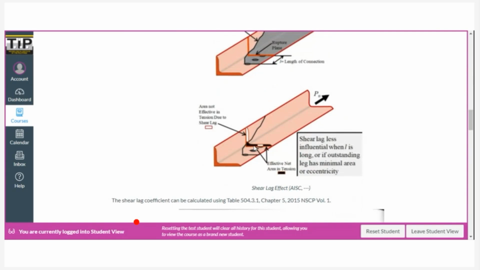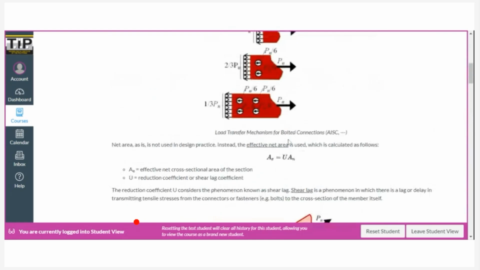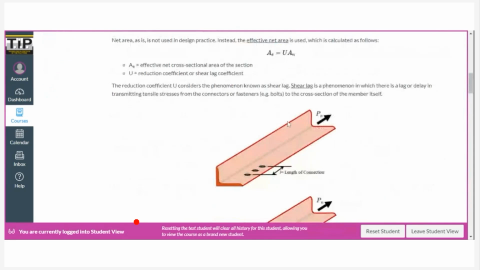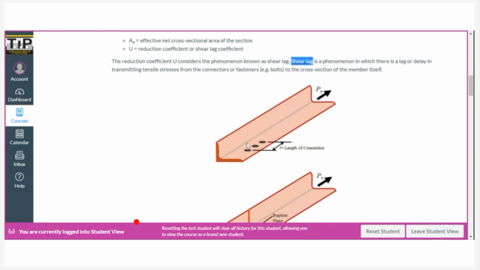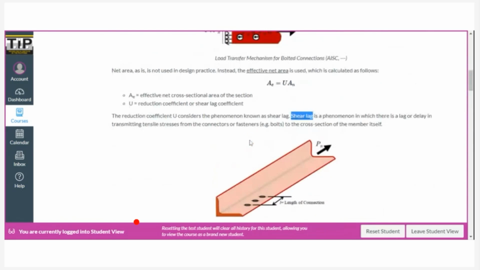So it reduces the net area to an area that is actually effective in carrying the load. So this U right here is usually less than 1. Okay. So now, shear lag actually depends on two parameters right here. So before I proceed with that, how do we actually calculate the shear lag coefficient?